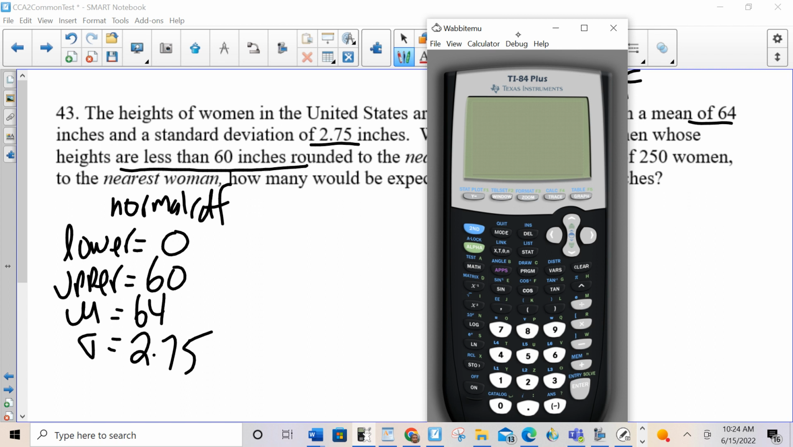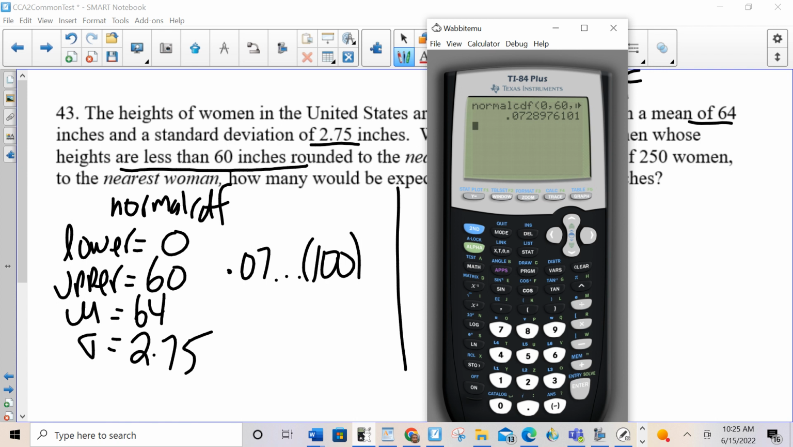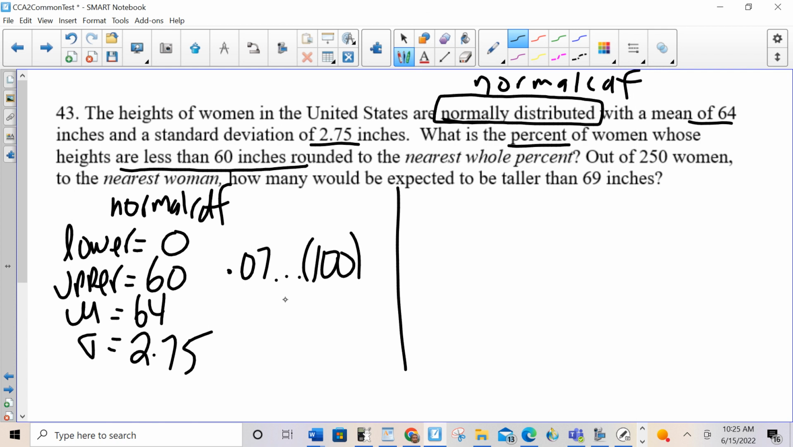You go to your calculator, second vars, option two. Lower is 0, upper is 60, mu is 64, sigma is 2.75. I get a decimal, 0.07 dot dot dot. From there, there are three different ways it could end. If it asks you for a percent, we multiply by 100. If they ask you for a quantity, we multiply by the total quantity, and it would have to tell you that within the problem. To the nearest percent, 7%.